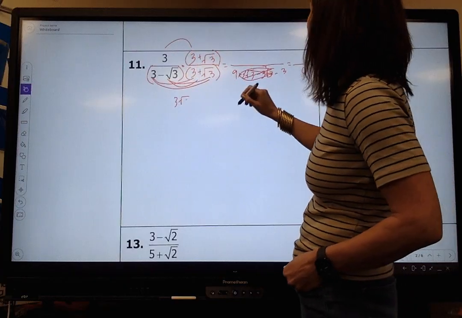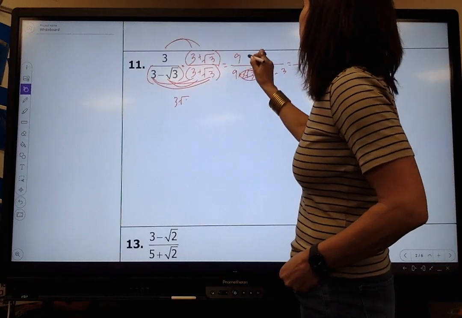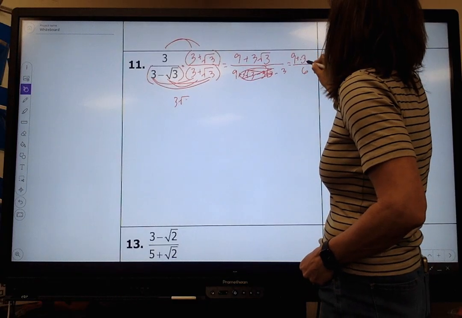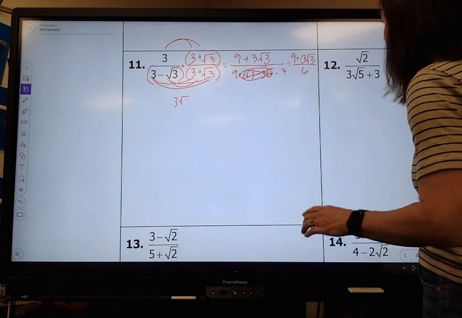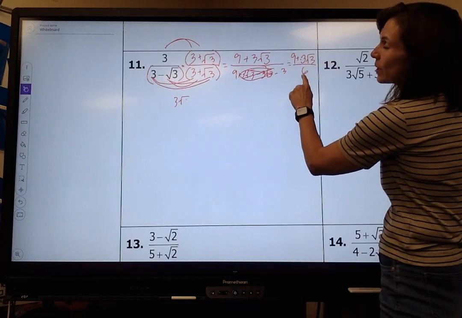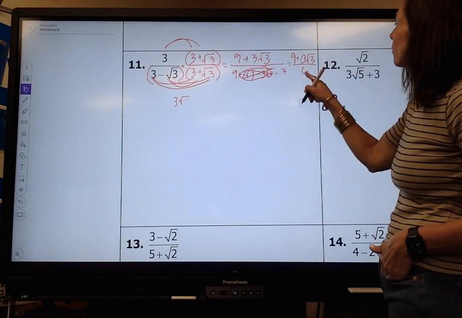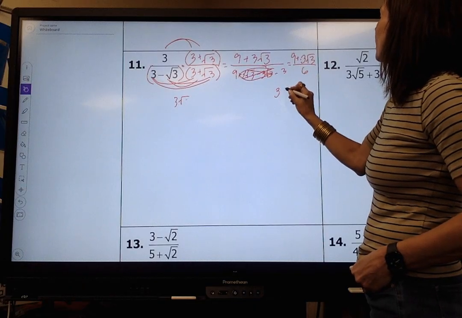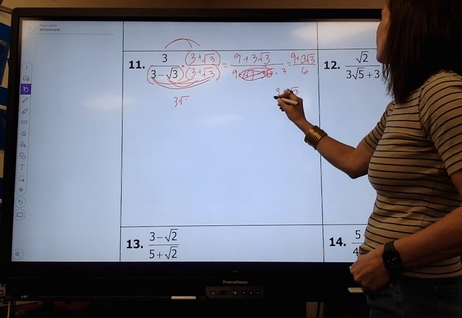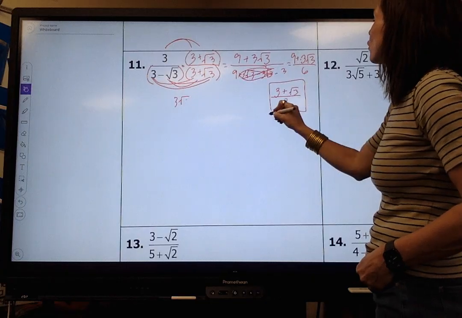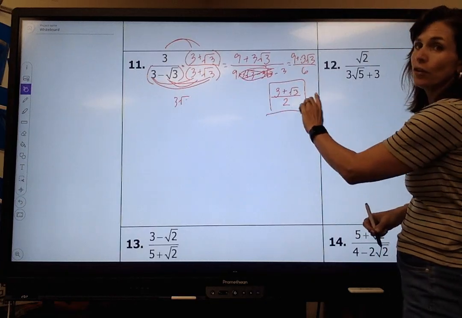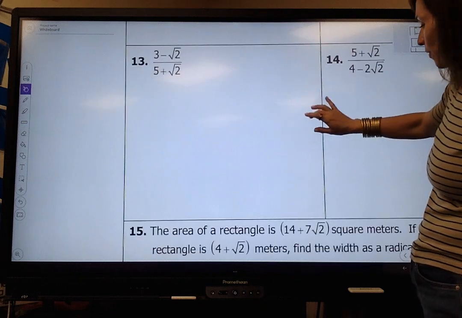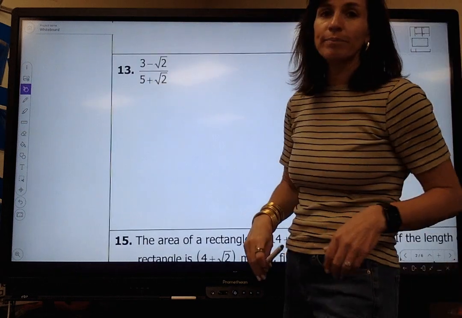And when I distribute here, I get 9 plus 3 square root of 3. And again, I can reduce 9, 3, and 6, my coefficients. I can reduce everything by 3. So I get 3 plus square root of 3 all over 2. Make sure you simplify your coefficients. All right, last one we'll do together is number 13.